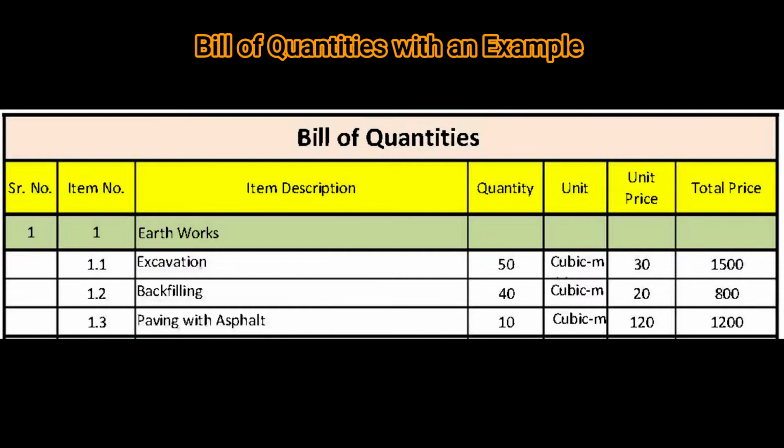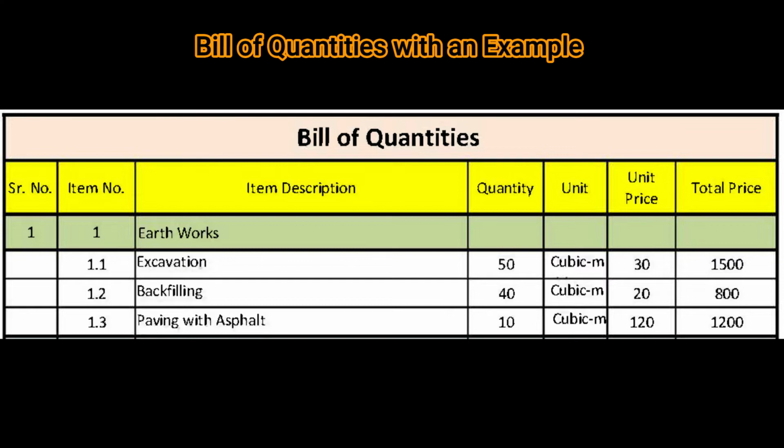As per the first section of work, that's earthworks. Item 1.1 is excavation. Let's say the quantity is 50, the unit is cubic meter and unit price is 30 and then the total price is 1500. Item 1.2 backfilling. The quantity is 40 and unit is cubic meter and unit rate is 20. The total price is 800.